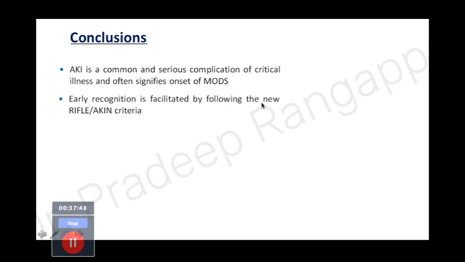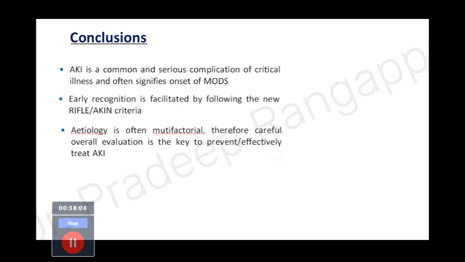And early recognition of AKI is important by adopting AKIN criteria or RIFLE. AKIN criteria is the easiest. You have stage 1, stage 2, stage 3. Just look at the urine output. Less than 0.5 ml for 6 hours is stage 1, 12 hours is stage 2, and less than 0.3 ml or oliguria for 24 hours is stage 3. If you remember that, I think that should be good enough for AKIN criteria.